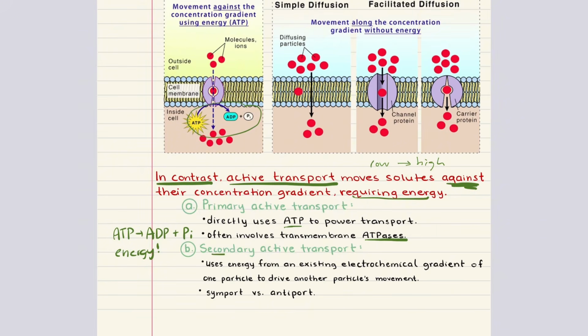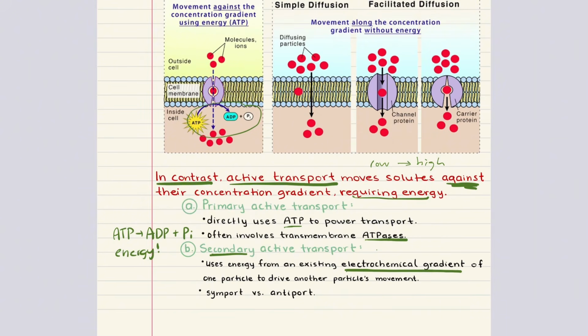Now, secondary active transport doesn't use ATP directly. Instead, it uses the energy that's stored in an existing electrochemical gradient created by primary active transport.